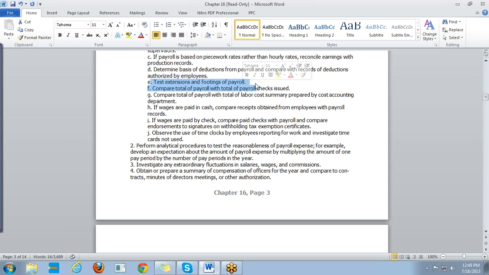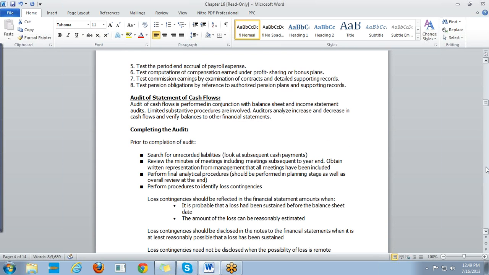Footings of payroll. Are there any accuracy related issues? Has payroll been processed correctly? Okay, any extraordinary fluctuations in salaries and wages? Look at board of directors meetings for authorizations. When you look at all these things, what you are doing is you are questioning, you are looking for accuracy, and you're trying to see if overall payroll has been processed correctly, there are proper segregation of duties, etc. Okay, so you need to keep that in mind when you're doing this.